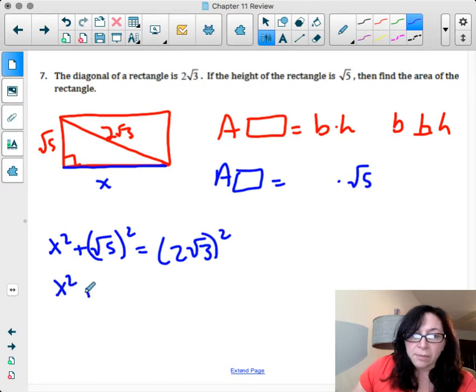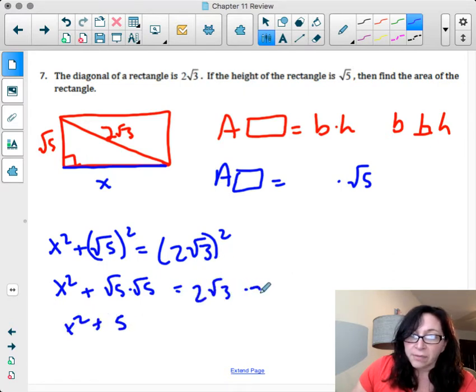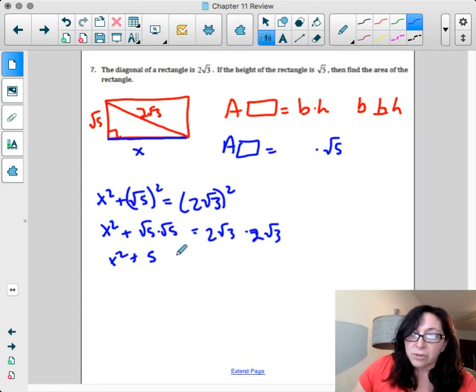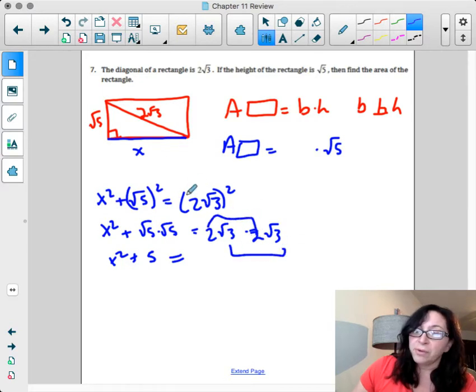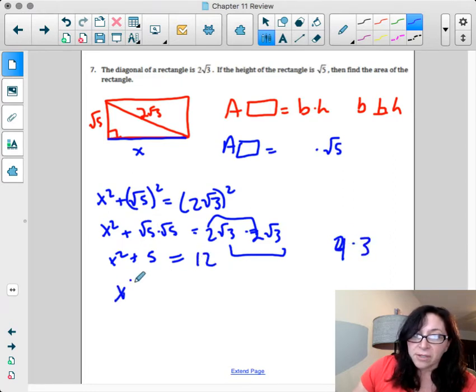So we have x squared plus root 5 times root 5, which is just 5. Let's rewrite that. And 2 root 3 times 2 root 3. Remember, numbers get multiplied with numbers. So that's 2 times 2, which is 4. And then root 3 times root 3, which is 3. So we have 4 times 3, which is just 12. So x squared is equal to 7. So x equals the square root of 7. So my length here is going to be the square root of 7.